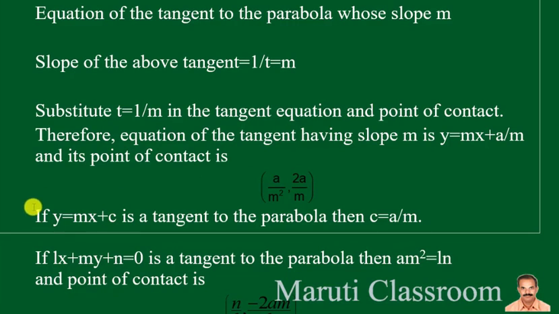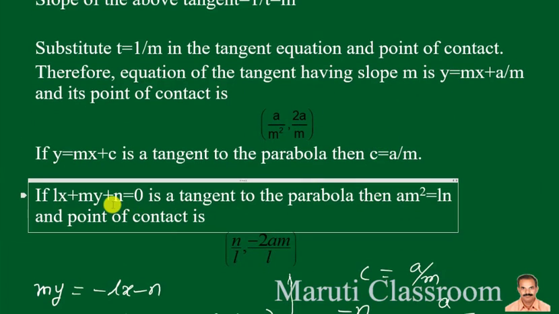Now if y equal to mx plus c is a tangent to the parabola, then what is the value of c? y equal to mx plus c is a line having slope m, and it is given that it is a tangent. So slope m and it is a tangent. We know that the tangent to the parabola having slope m is y equal to mx plus a by m. Now compare this and this, then the c value becomes a by m.